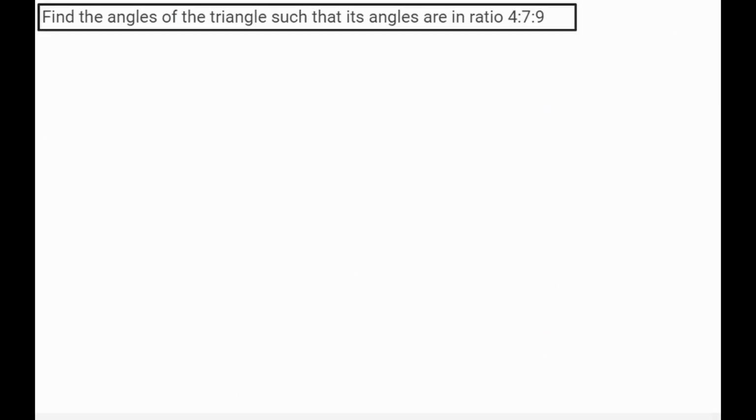So the question is: find the angles of the triangle such that its angles are in the ratio 4:7:9. First, let us label the angles of the triangle. I'll be labeling them as A, B, C.